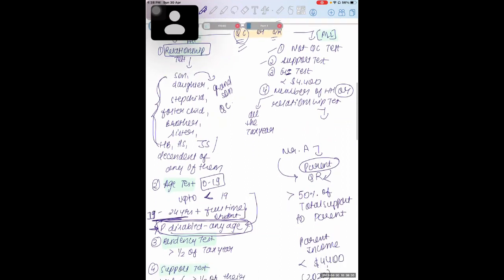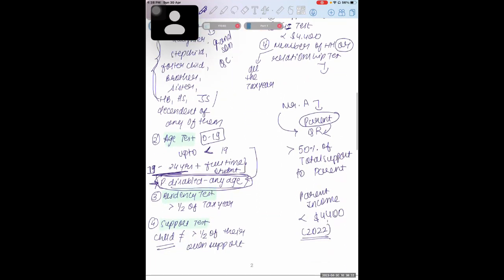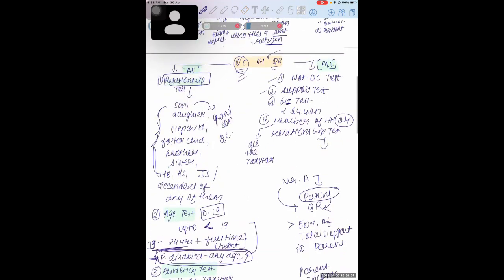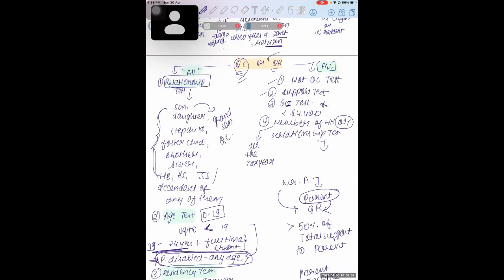But if it's more than 4,400, then the third test will fail. And as I mentioned, all tests must be fulfilled. So due to this third test, you will not be able to claim that person as a qualifying relative.